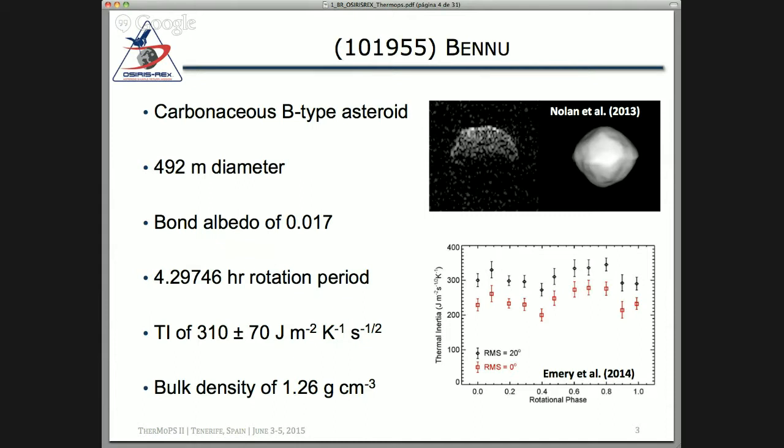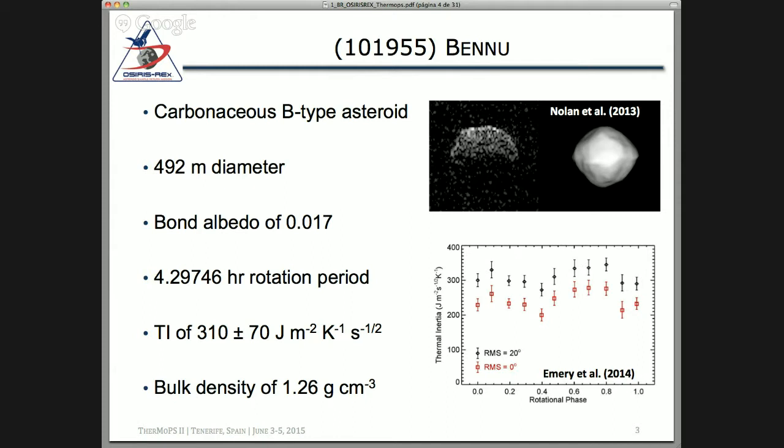It is a very dark asteroid with a Bond albedo of about 1.7%. It has a rotation period of about 4.3 hours, and a measured thermal inertia of 310 plus or minus 70 SI units, which Josh Emery derived using Spitzer observations. In this plot, there is some suggestion of surface heterogeneity in the thermal inertia, based on the variability of thermal inertia determined by the modeling as a function of rotation phase. So there may be a rotational variability in the thermal emission that we can see from disk-integrated observations. However, it could be caused by a variation in surface roughness instead. This is quite typical of ground-based observations, that there is a degeneracy between thermal inertia and surface roughness.